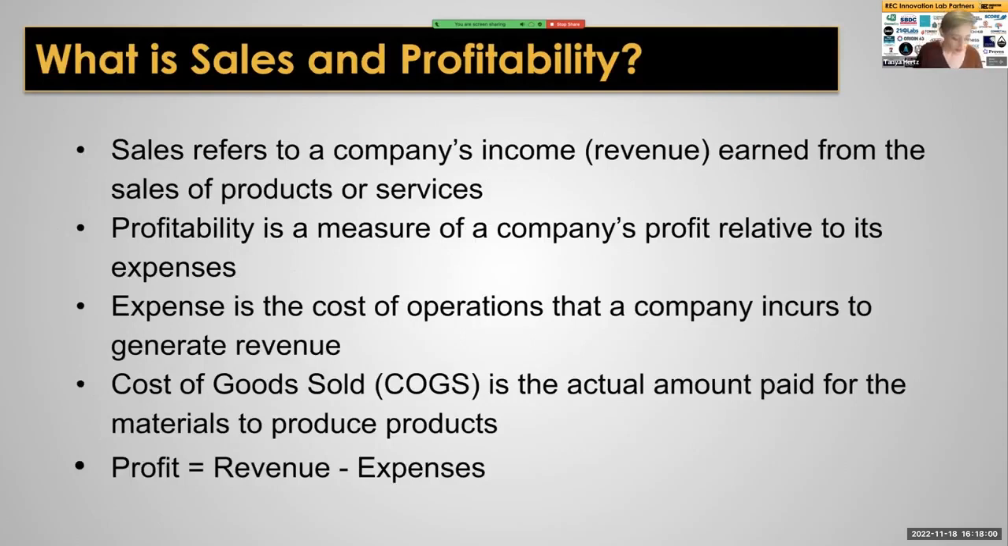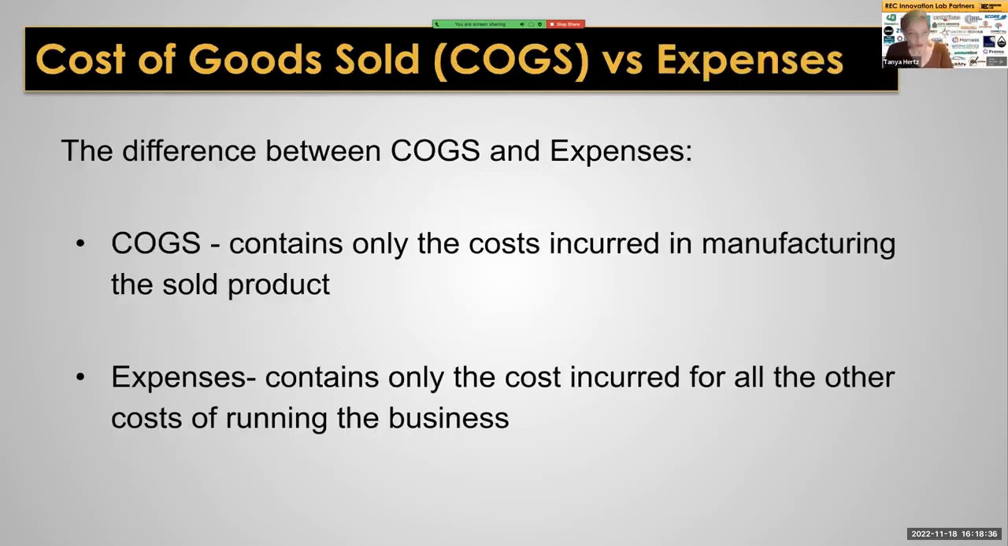So what do we mean by sales and profitability? We've gone over this in previous chapters, but just to touch on it again briefly, sales are all of the income, the revenue that we bring in. Profitability is the profit relative to the expenses. So it's the cost of the operations that a company incurs when it generates revenues. And what's left over is profit. So profit equals revenue minus expenses. And we've done these calculations in previous chapters.